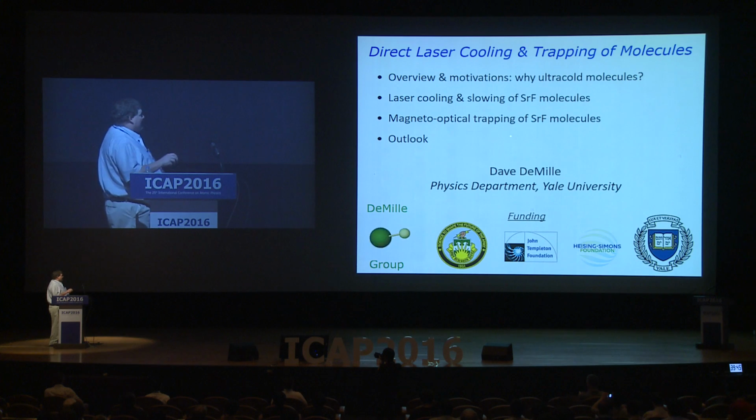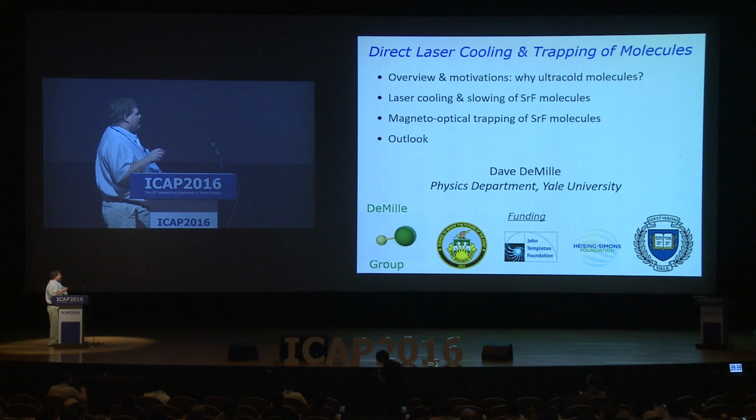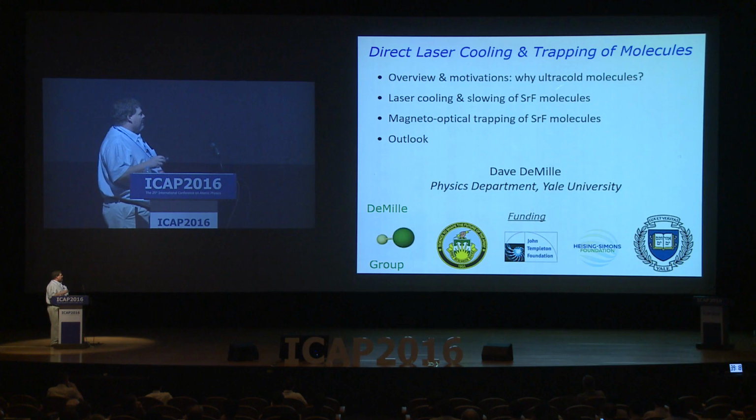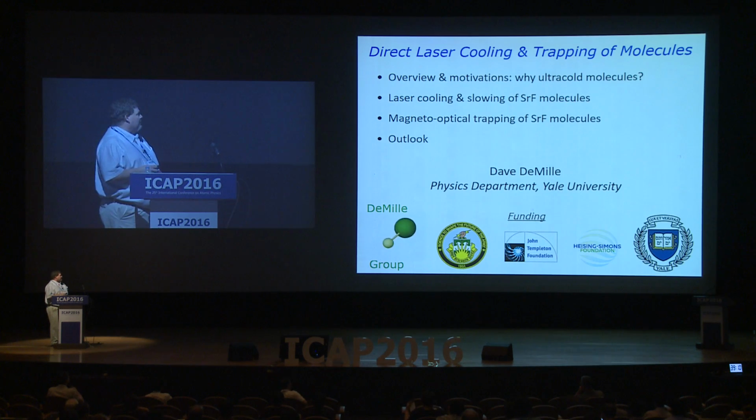So as Christoph said, I'll be telling you in my talk about a series of results over the last handful of years where we've been learning how to do direct laser cooling and trapping of molecules. And I'll tell you both about work in my lab and an overview of what's happening elsewhere in the field. So I'll start with some motivations why we're doing this, then give some details about older experiments where we were able to demonstrate laser cooling and slowing of a particular molecule, strontium fluoride, and then most recently experiments where we've been able to make magneto-optical traps of strontium fluoride molecules, and then a bit of outlook at the end.